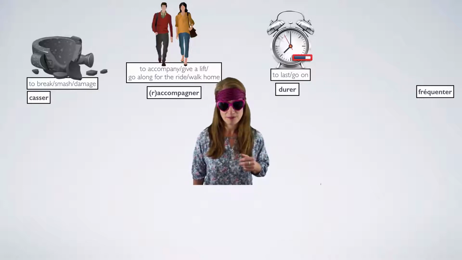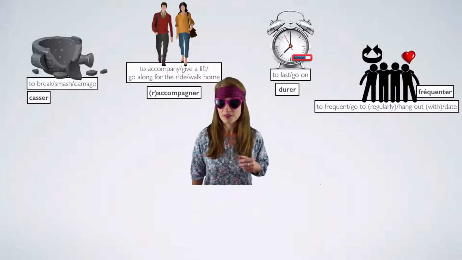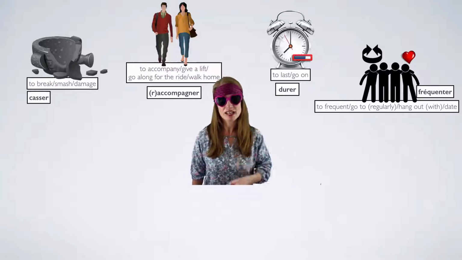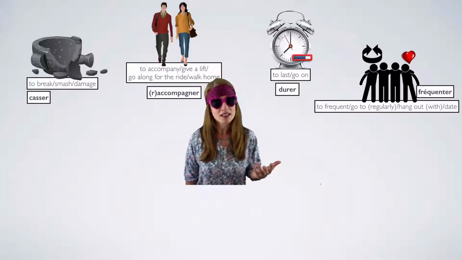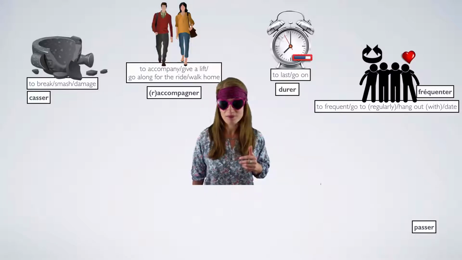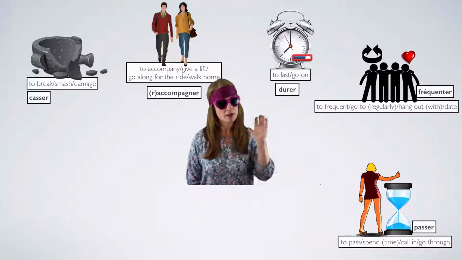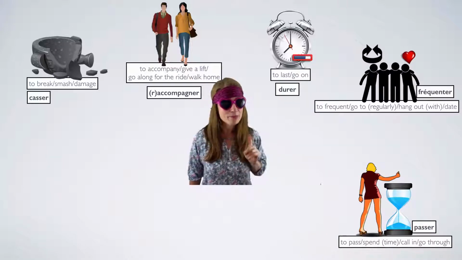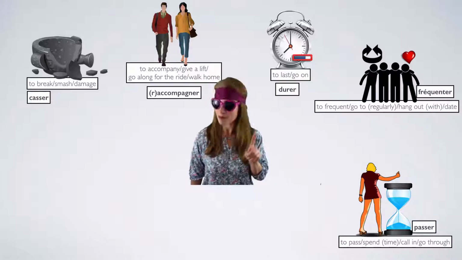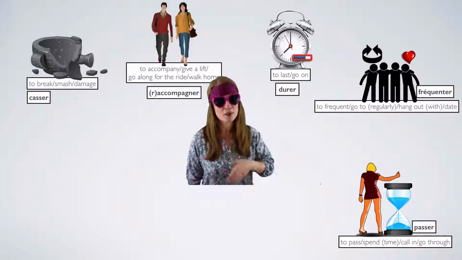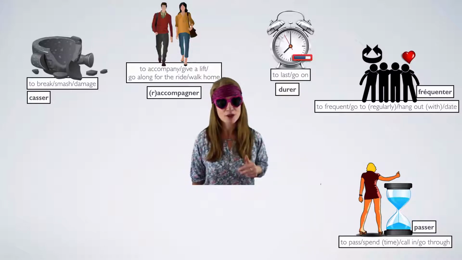Fréquenter. To frequent. The French use this a lot also to say to go somewhere regularly, to hang out with. It also means to date. Passer. So it can mean to pass, literally to pass, but it means to spend this time, to spend time, not money or energy. It can mean to call in, I'll pass and see you. It can mean to go through, like to pass through a town.